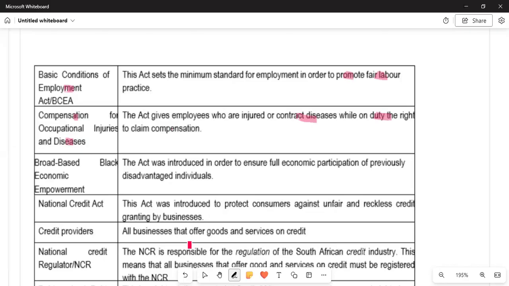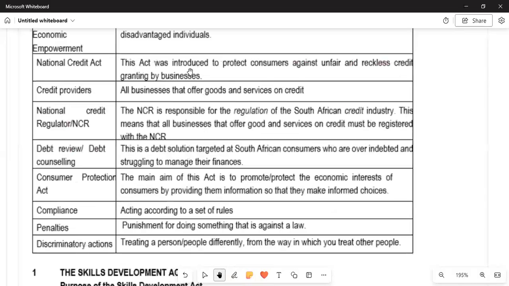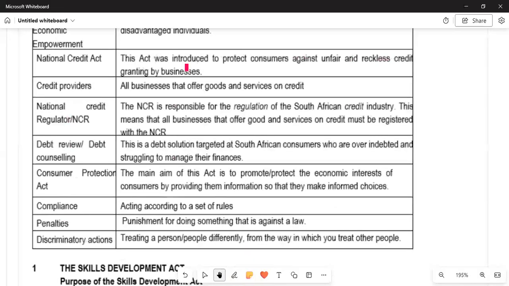Then we have the National Credit Act. The act was introduced to protect consumers against unfair and reckless credit granting by a business. So the employees will be able to make sure that they have the right to get credit. Credit providers are all businesses that offer goods or services on credit.